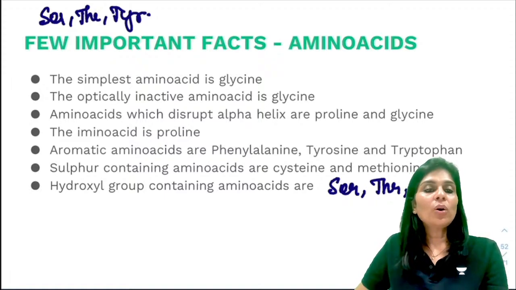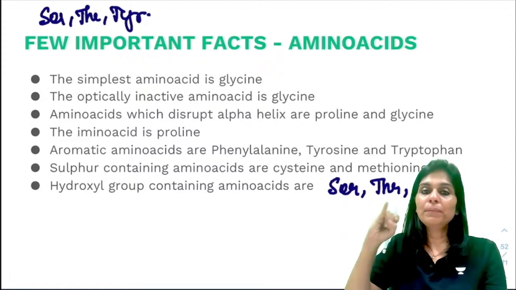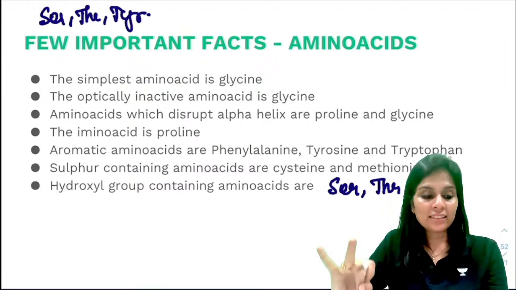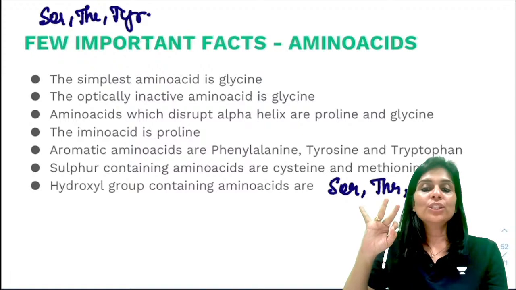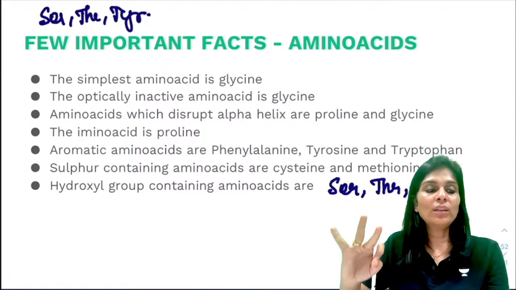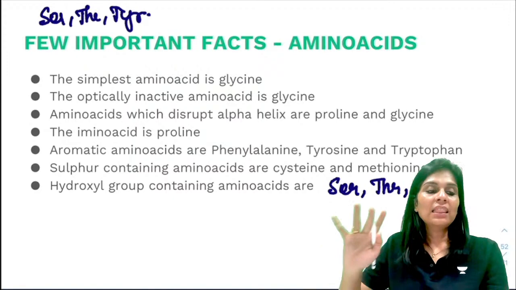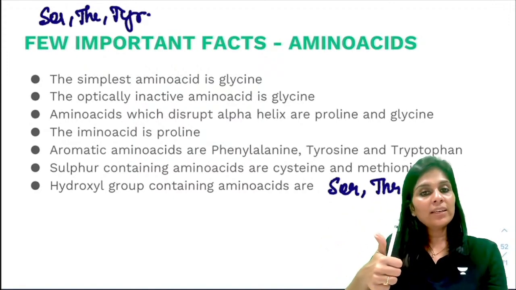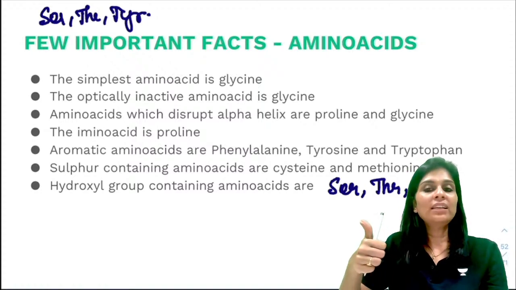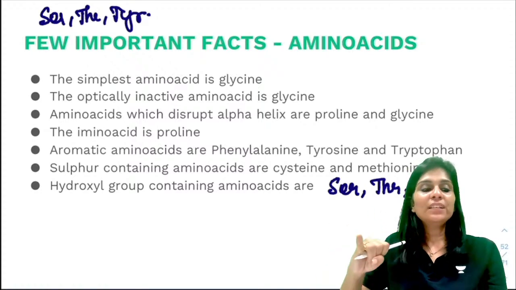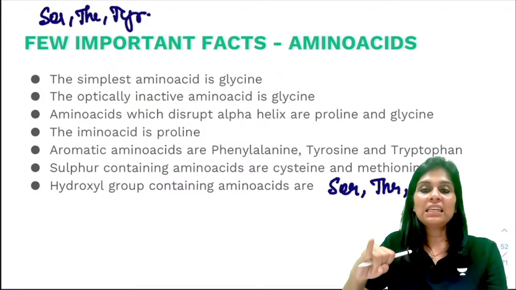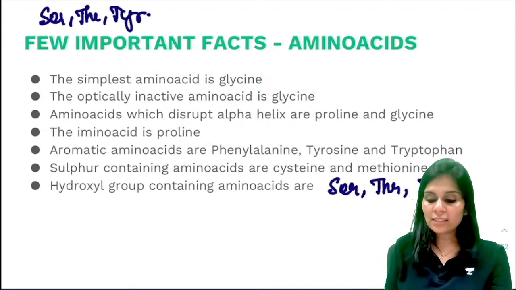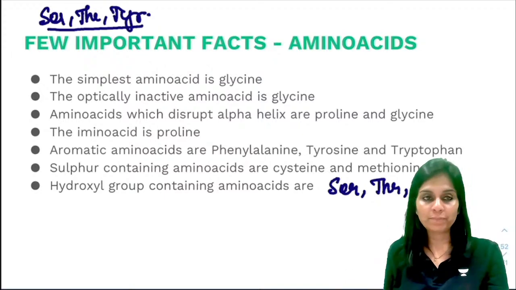Can you repeat all the facts that I've told you so far? The simplest amino acid is glycine. Optically inactive amino acid is glycine. There are 2 amino acids which disrupt alpha helix. One is proline, the other one is glycine. What are the 3 aromatic amino acids? Phenylalanine, tyrosine and tryptophan. Sulfur containing amino acids are cysteine and methionine. Hydroxyl group containing amino acids are serine, threonine and tyrosine.